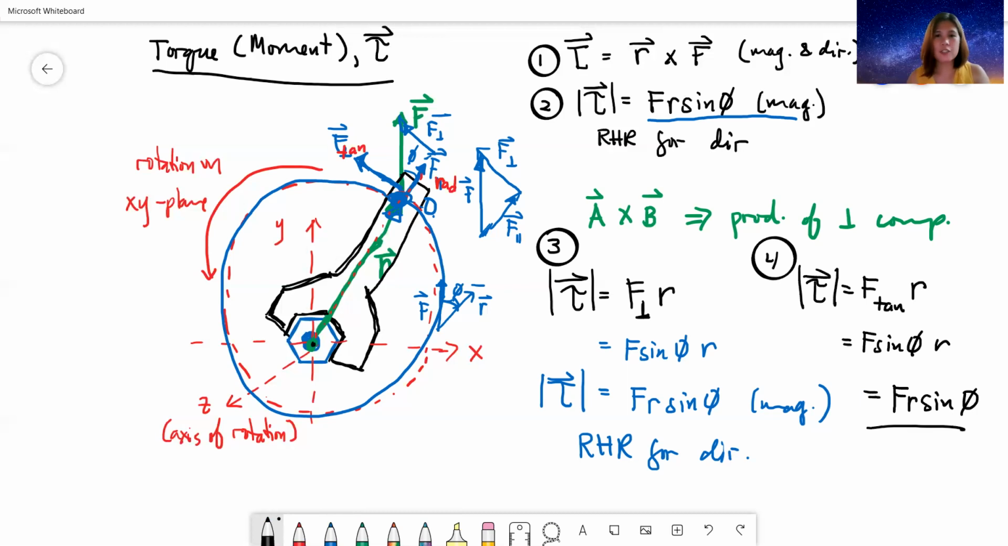So, what I'm trying to say here is this. When you are analyzing rotational dynamics, you have to take note of what form the position vector and the force vector are in.